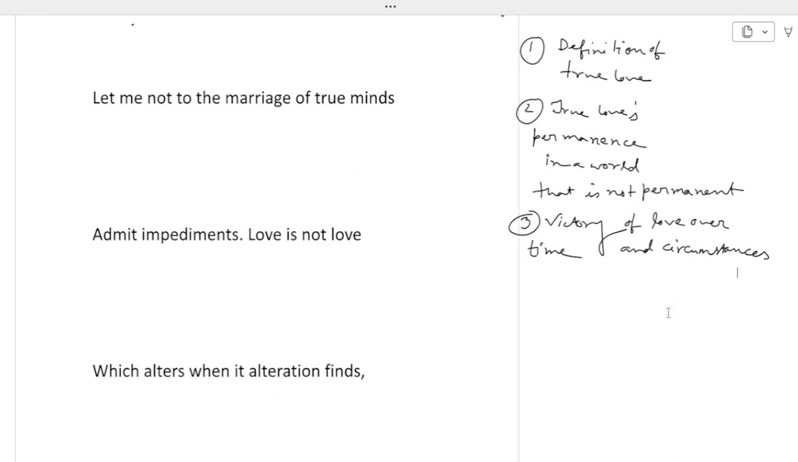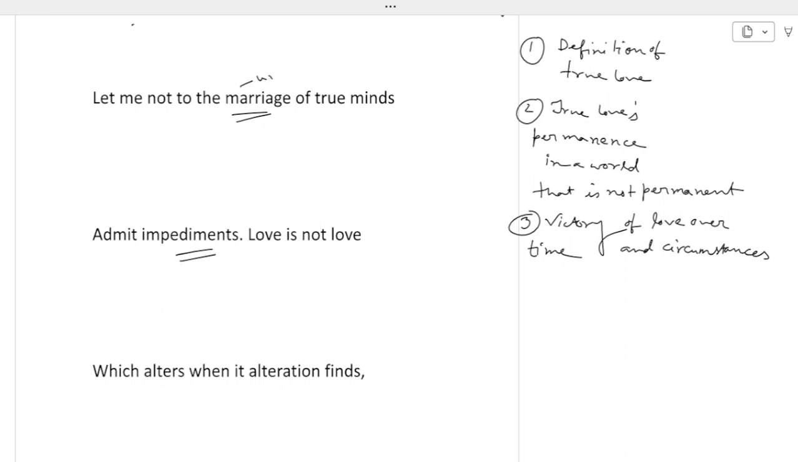"Let me not to the marriage of true minds admit impediments." So the poet speaker is addressing us, the readers. He is saying that he does not want to admit impediments to the marriage of true minds. He is saying do not allow me to admit that true love depends on something. He thinks that true love is unchangeable, so there should be no impediments. True minds means that mind that is true.